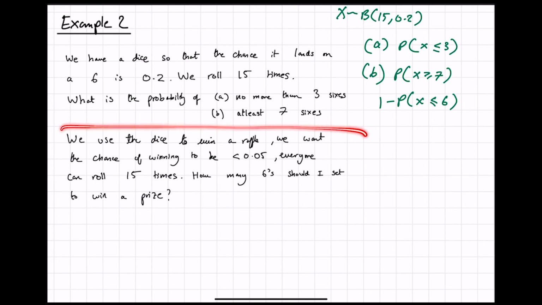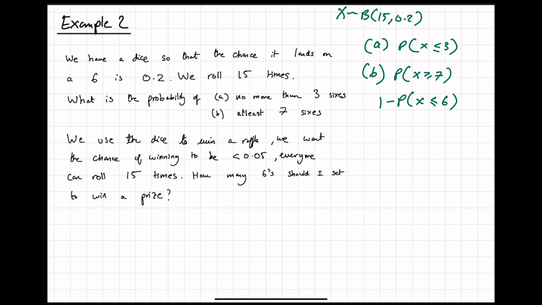Now, the last part is the hardest part you can expect in the whole chapter in a question like this. So if we use the dice to win a raffle, then let's say I said, okay, now I know my dice has a 0.26% chance of getting a 6. So I say that, okay, I want to make a competition that people roll the dice to win a raffle, and we want the chance of them winning to be less than 0.05%. And because everyone can roll 15 times, how many 6s should I set them to roll so that the chance of winning a prize is less than 0.05? Because if I said, like, in 15 rolls, you just have to roll 1 six, then you will win a prize, and the chances that you'll win the prize is quite high. So I don't want to do that. I want to limit it so I can make some money in the raffle.